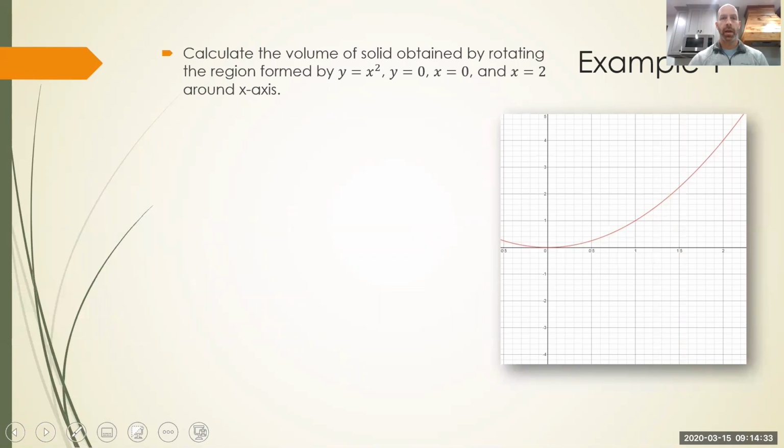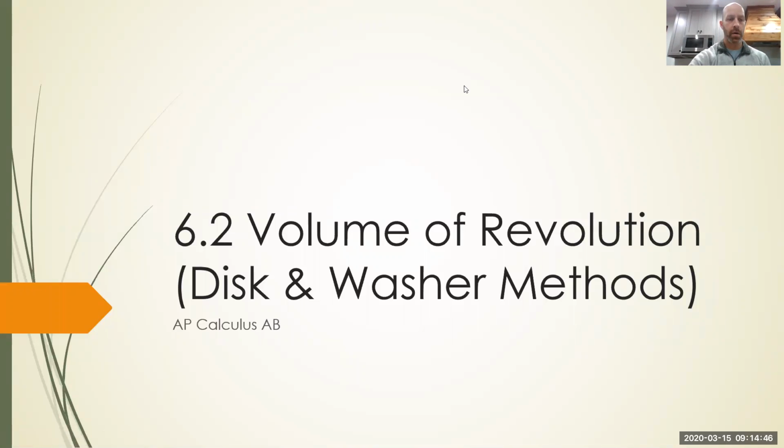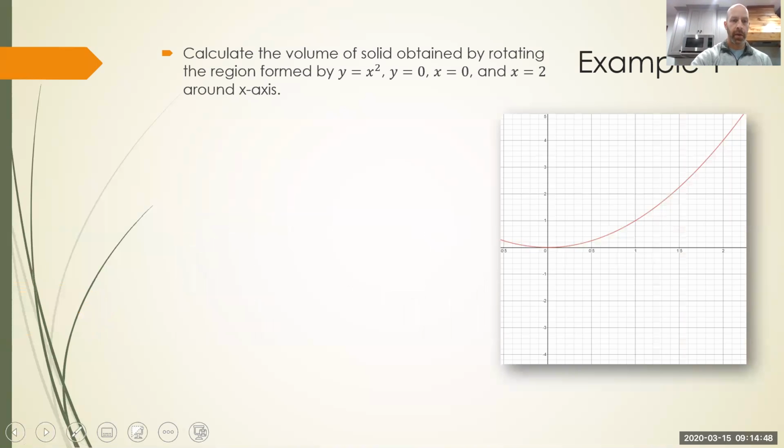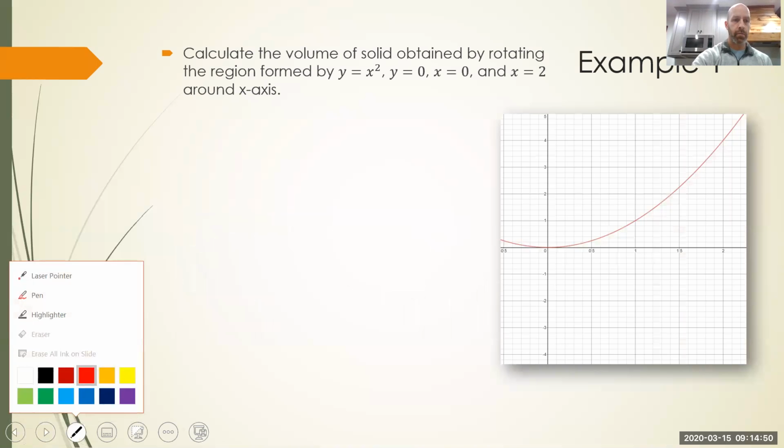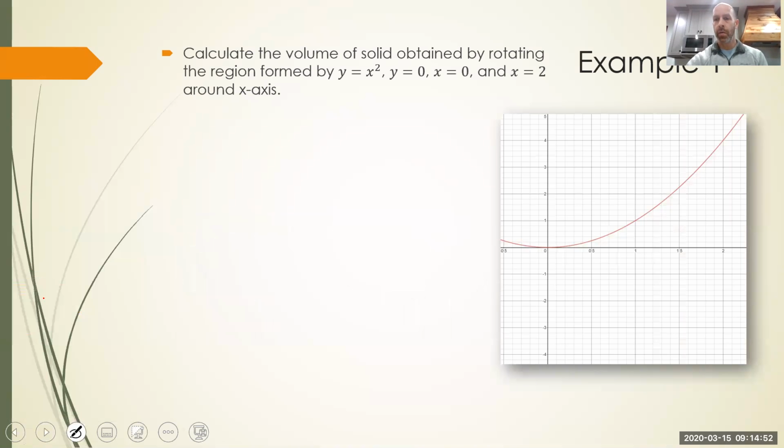First example is calculate the volume of a solid obtained by rotating the region formed by the following equations. I have the graph drawn here. We're going to go from x equals 0 to 2, just sketching on our picture here. We're going to rotate this around y equals 0, which is the x-axis. So here's our curve. We're going to rotate it around this way.